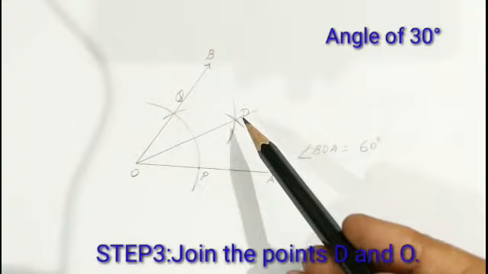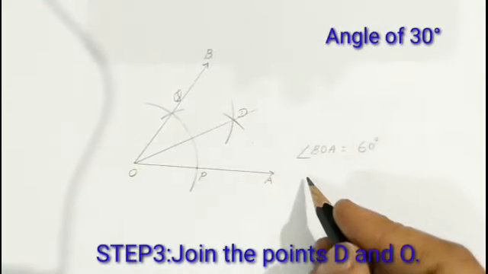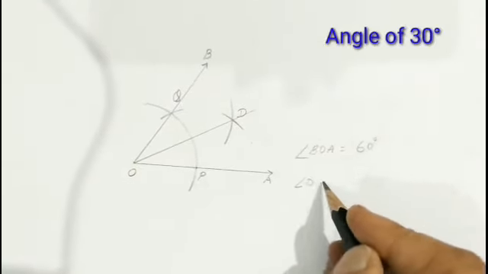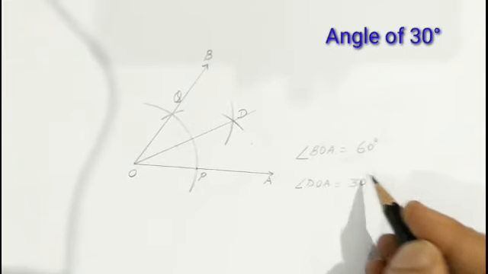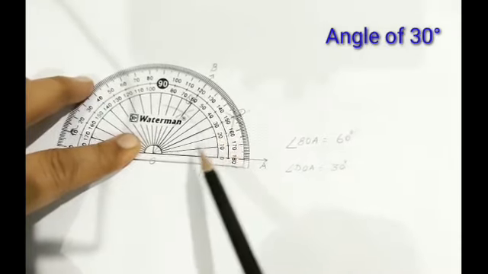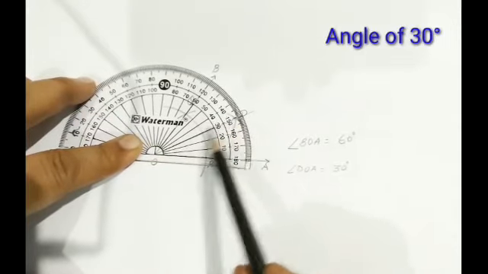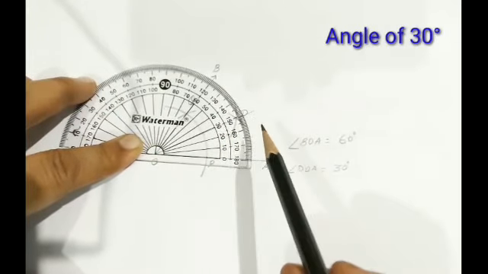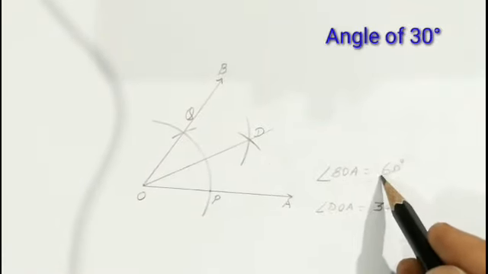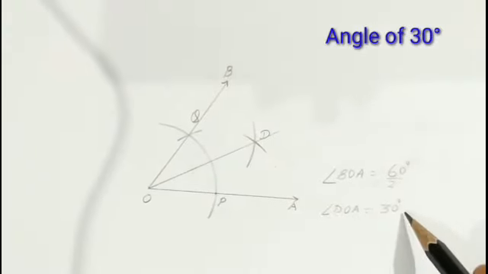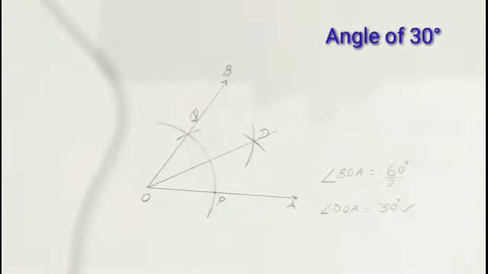Hence, angle DOA measures 30 degrees. Let's verify it. Place the protractor on it and just see it is exactly equal to 30 degrees. Hence, by bisecting an angle of 60 degrees, we obtain the angle of 30 degrees.